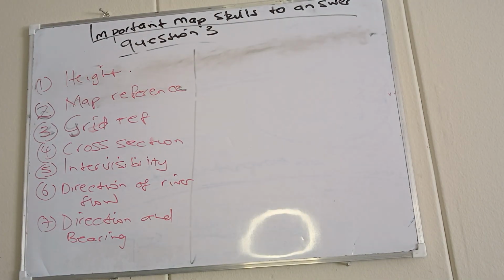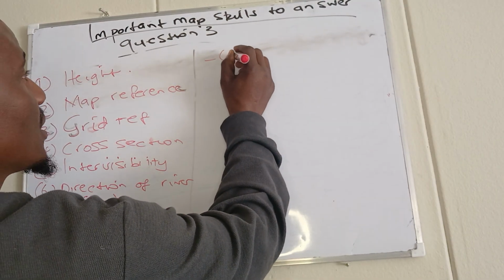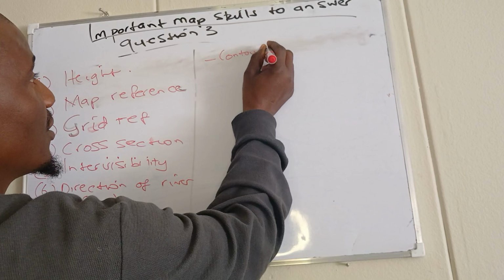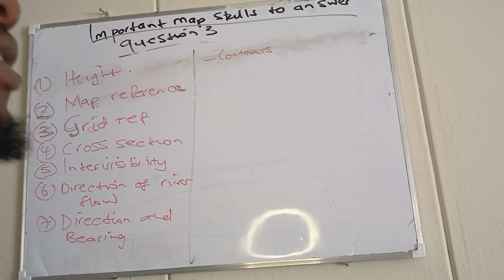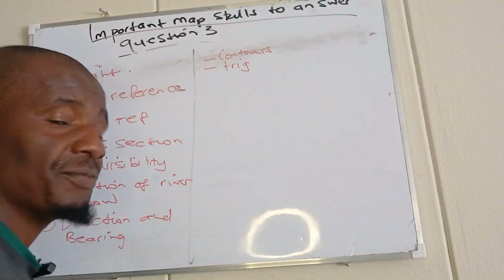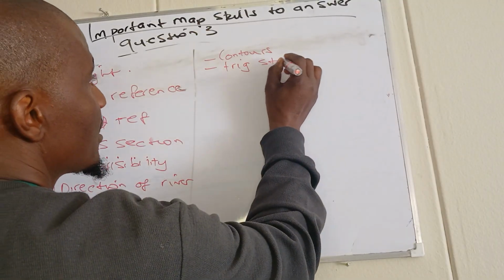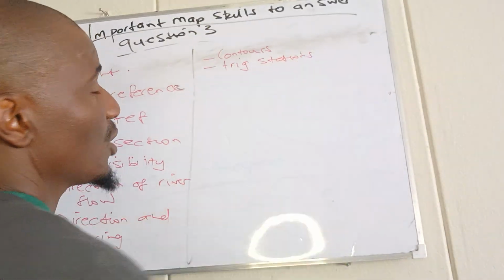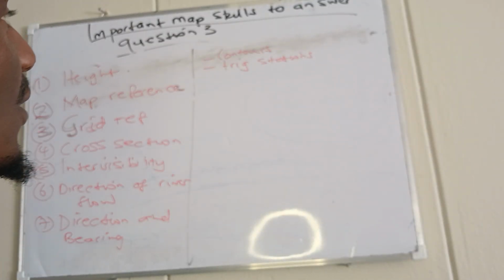So when it comes to height, the first thing that you're supposed to look at is your contours. That is the first thing that you're supposed to look at when you want to consider the height, be it of a feature or a landscape or the topography on a map. Then the second thing that you can also take into consideration when you want to check your height is your trig stations. That's another thing that you can also take into consideration when you want to check the height on a map of features, topography, or the landscape.